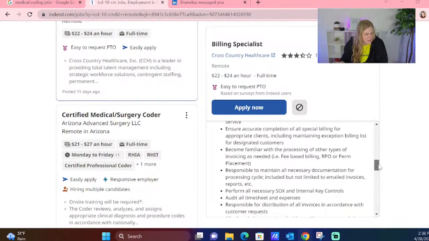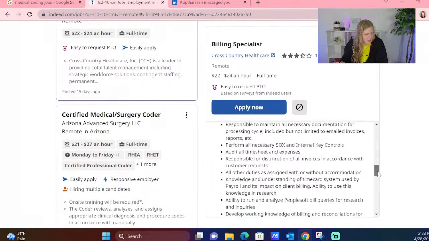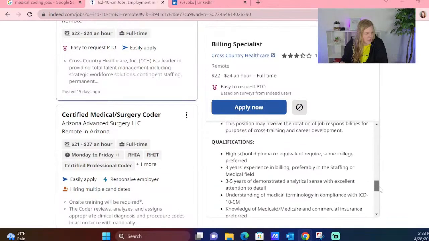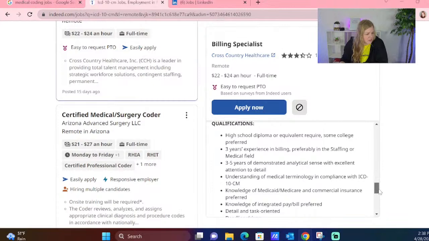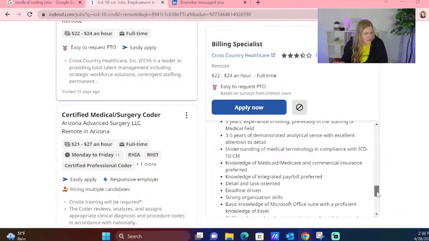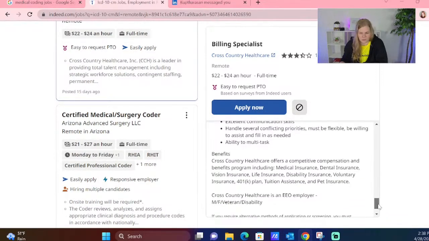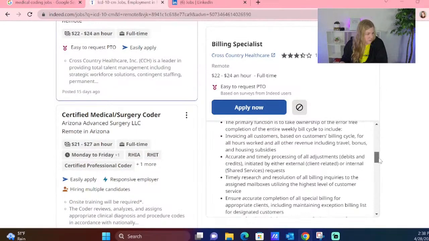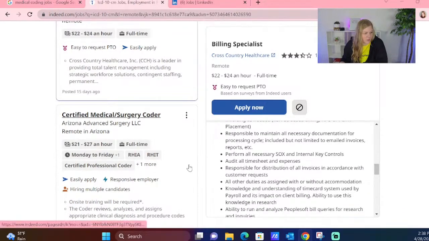Let's see where it says anything here about fee-based billing, RPO, per placement. Okay. I'm not seeing, where does it say even in here ICD-10 CM? 3 to 5 years, demonstrated analytical sense, understanding of medical terminology in compliance with ICD-10 CM. See, to me, this doesn't even sound like a regular billing position. This sounds like maybe reimbursement for, I don't even know, residents? Cross-country healthcare. So this would be one I would probably skip.